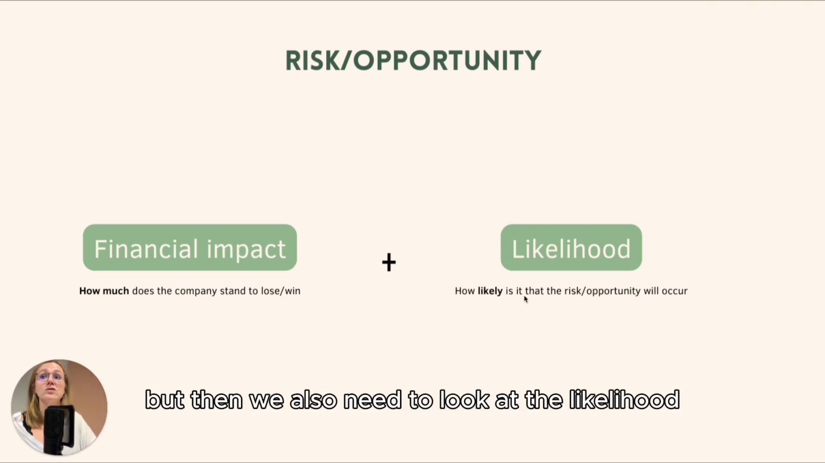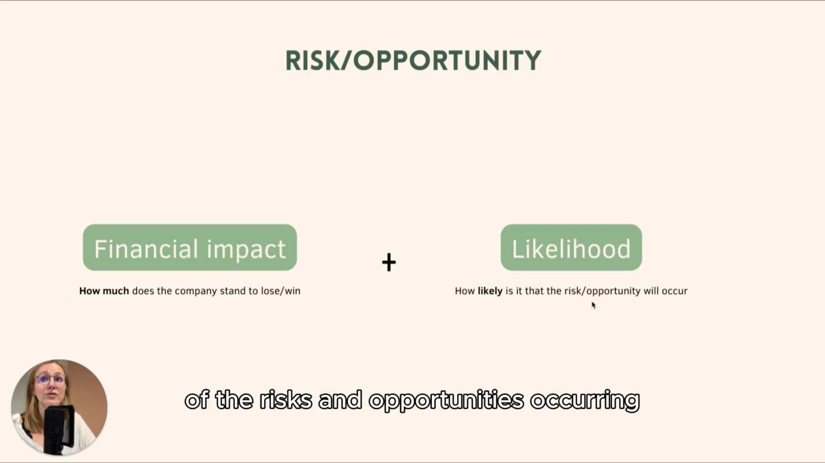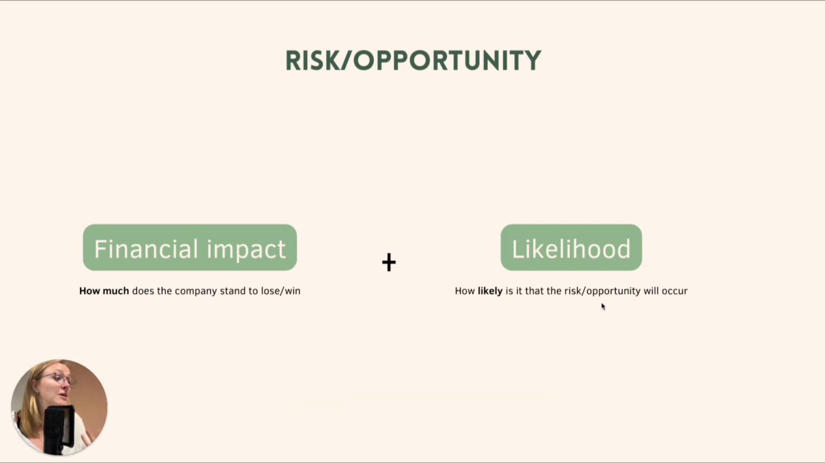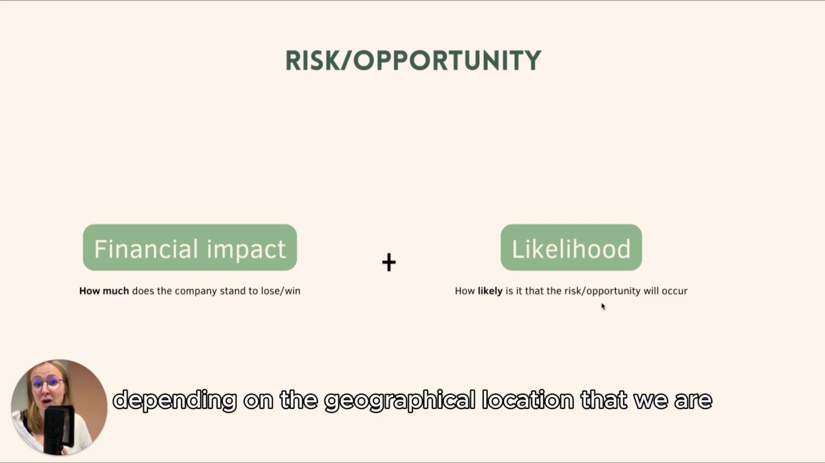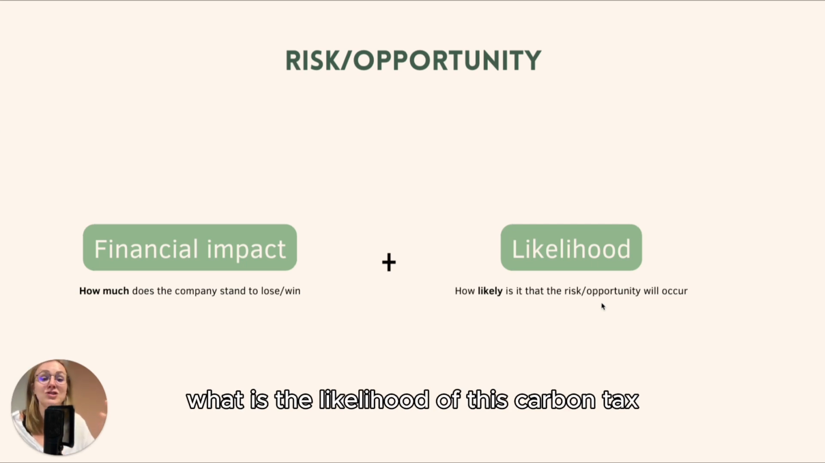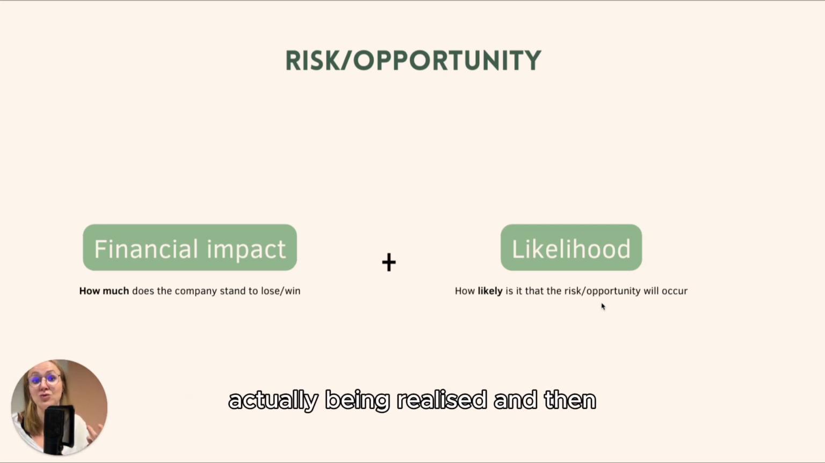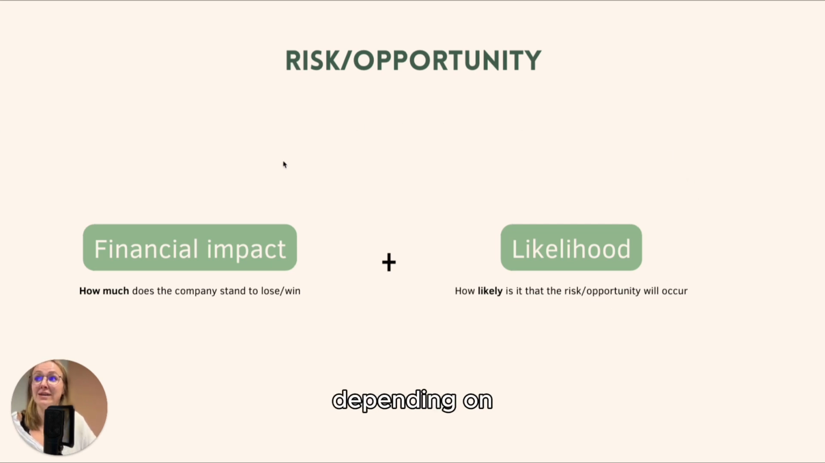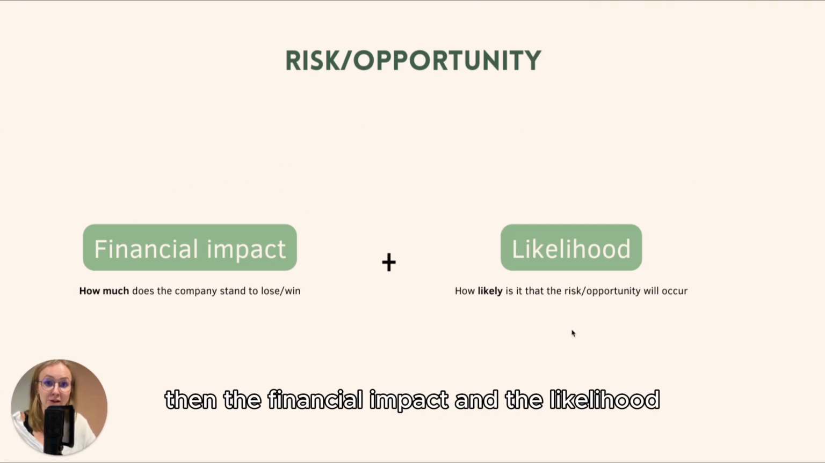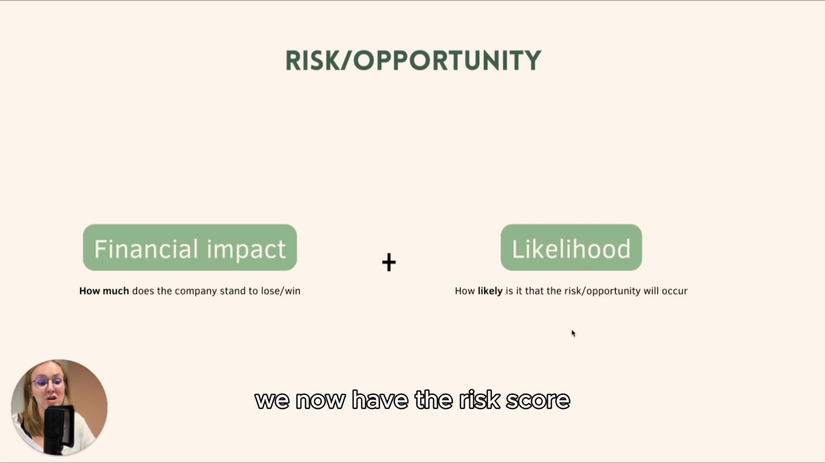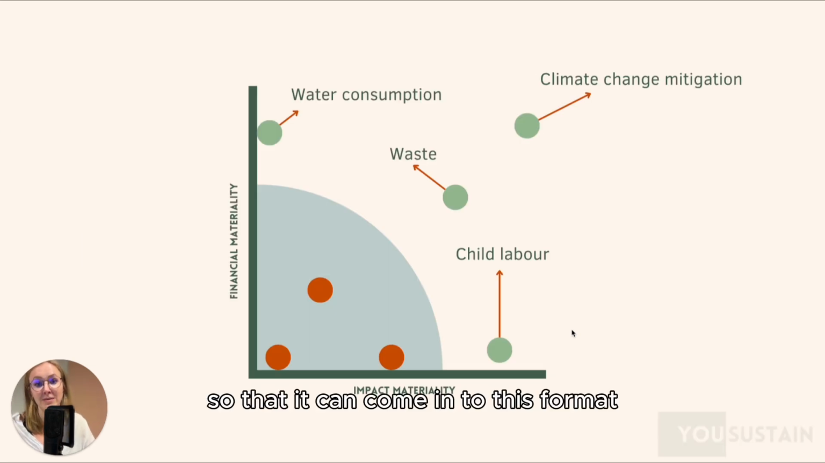But then we also need to look at the likelihood of the risks and opportunities occurring. So, for example, depending on the geographical location that we are in, what is the likelihood of this carbon tax actually being realized? Depending on the financial impact and the likelihood, we now have the risk score so that it can come into this format. And then we have our double materiality.